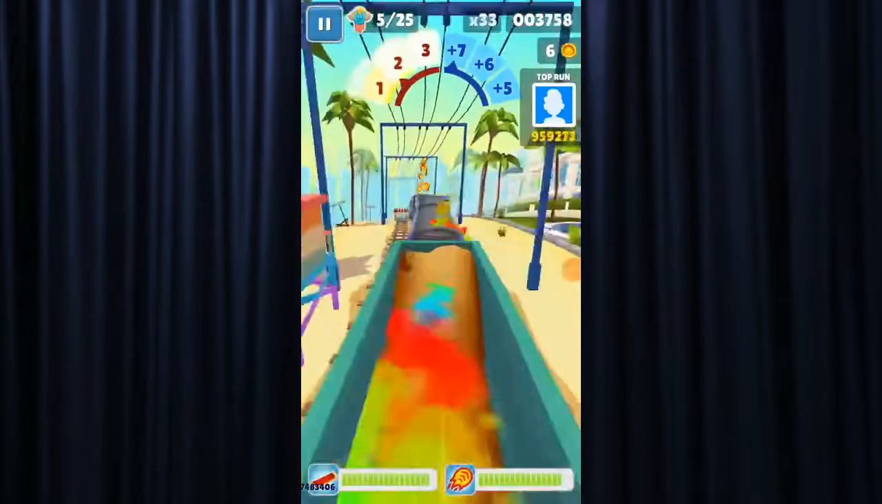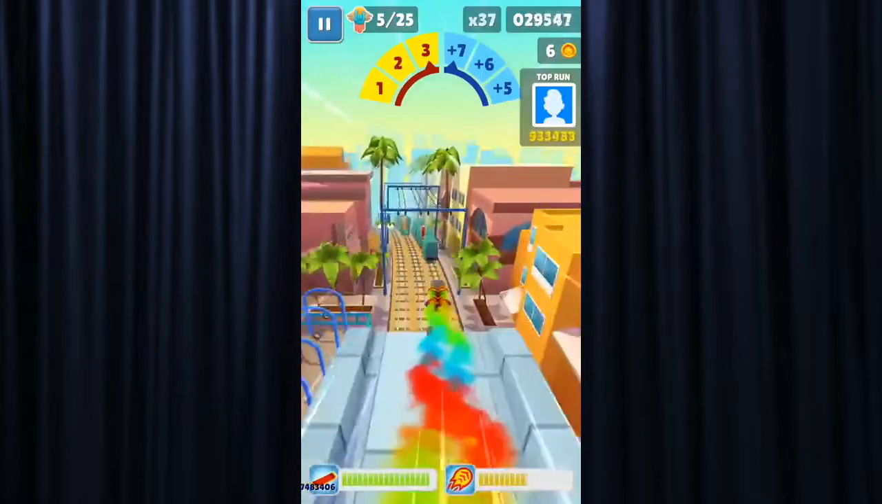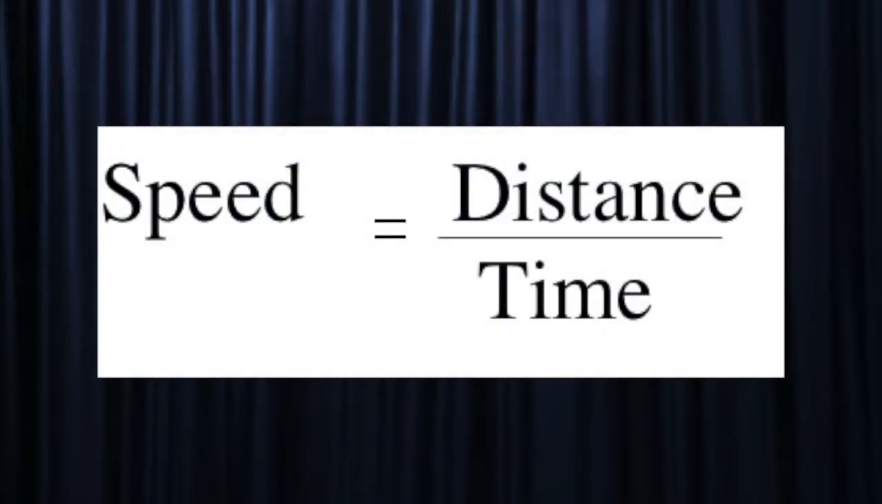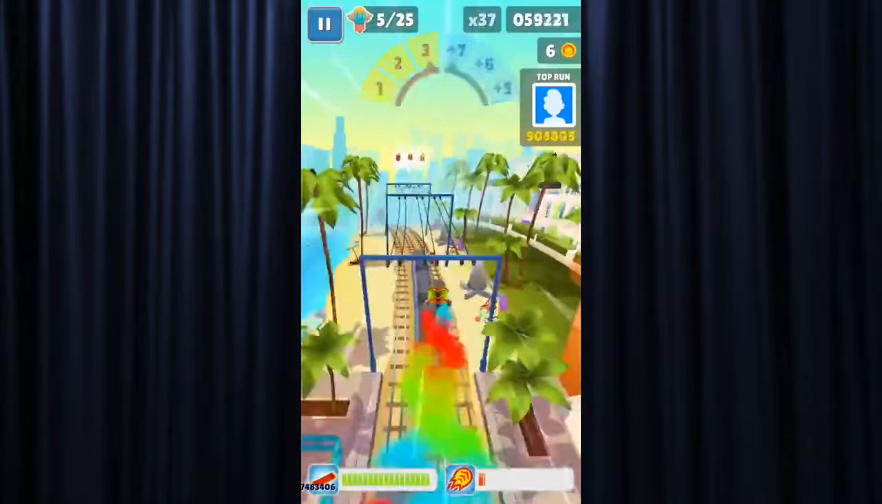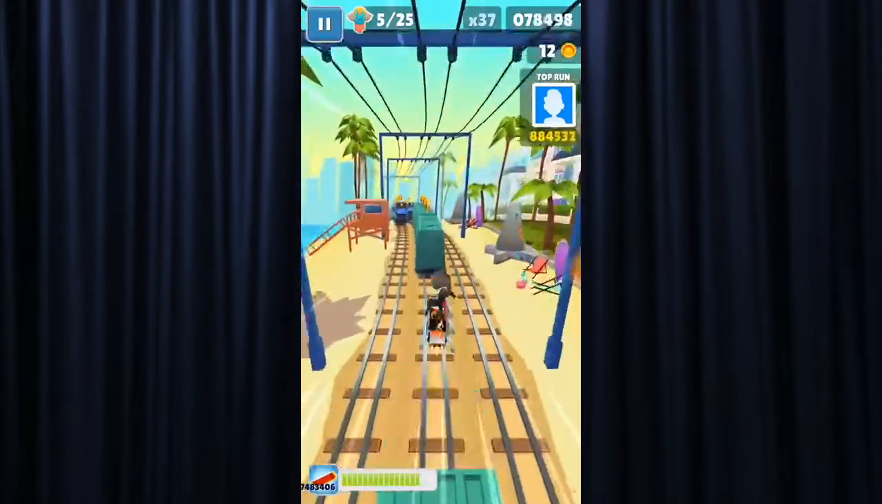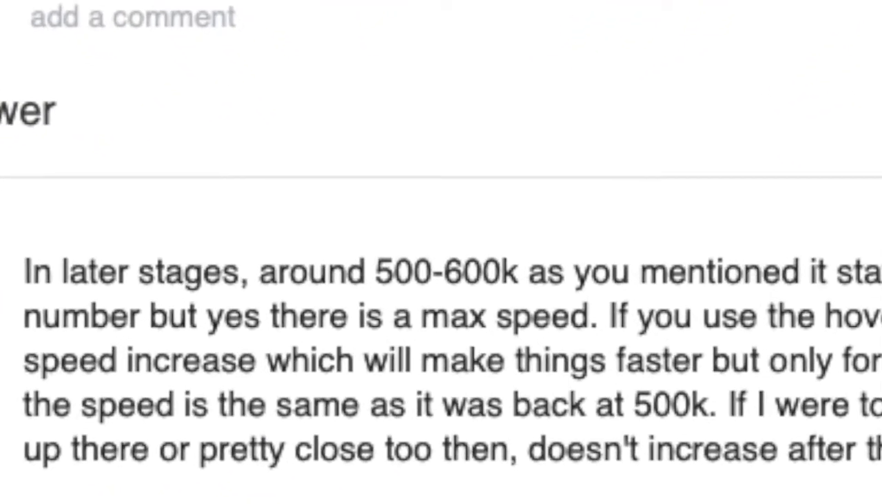Shut up. To get his speed, what we're gonna need is distance and the amount of time he ran that distance, because the speed formula is speed equals distance over time. So the game speeds up as you get farther, but according to a Stack Exchange forum, at around 500 to 600,000 points, it reaches the maximum speed.